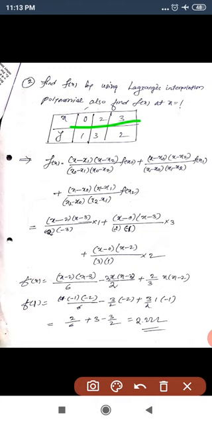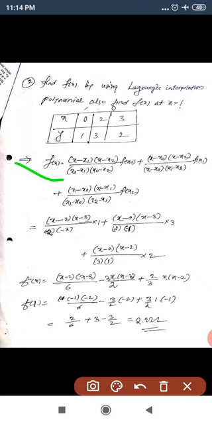So the formula is: x0, x1, x2 and y0, y1, y2 values. So how many terms should come? f of x0, f of x1, f of x2. So construct the formula. First, x minus x1, x minus x2 divided by x0 minus x1, x0 minus x2, f of x0, plus x minus x0, x minus x2 divided by x1 minus x0, x1 minus x2, f of x1, plus x minus x0, x minus x1 divided by x2 minus x0, x2 minus x1, f of x2.